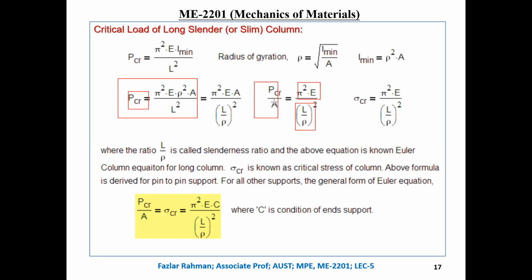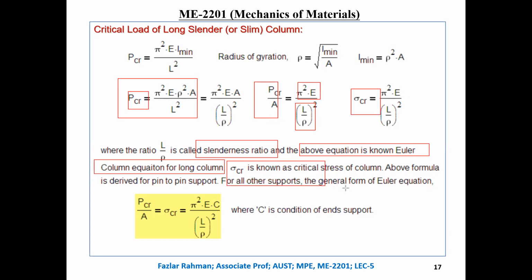Now P critical by A, what does it mean? Force by area is stress. But instead of stress, we can call it critical stress. So critical stress equal to pi square E by (L by rho) whole square. And what is the L by rho? It is called slenderness ratio. And this equation is known as the Euler equation of column. And sigma critical is known as the critical stress of the column.